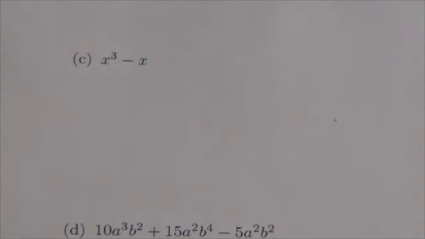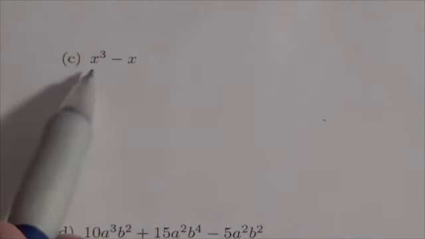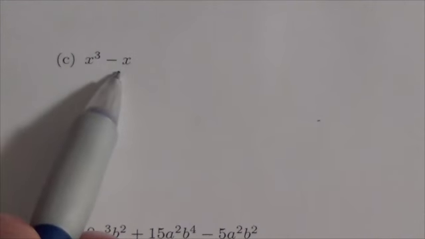Okay, factoring review, number 1C. x cubed minus x. Whoops, not focused there. It'll come back in a second. Okay, so the very first thing I want to do is look for some sort of common factor between those two terms there, and I think it should be pretty clear that there is a common factor of x.